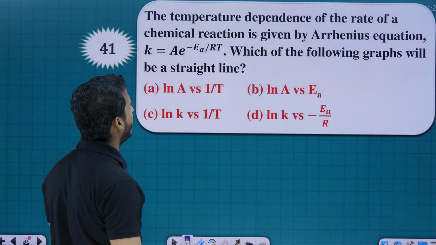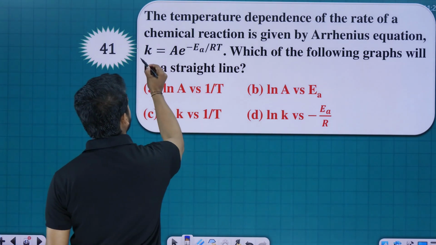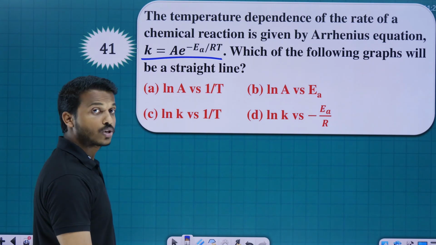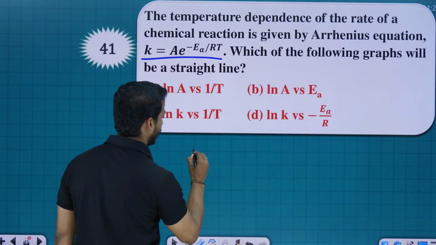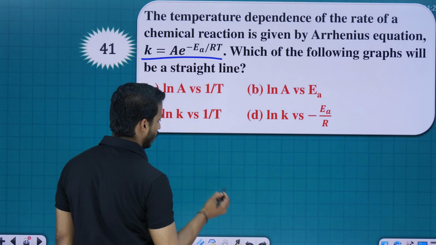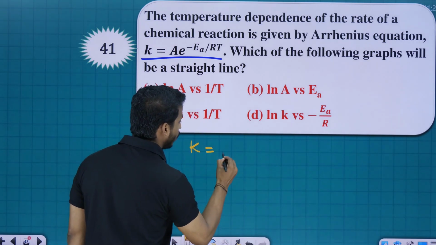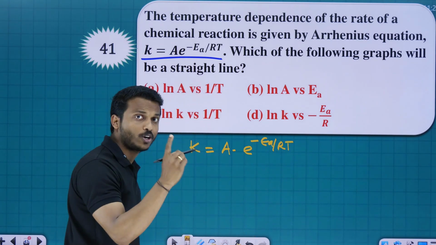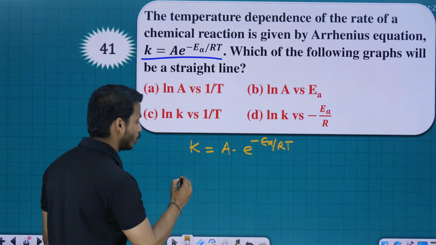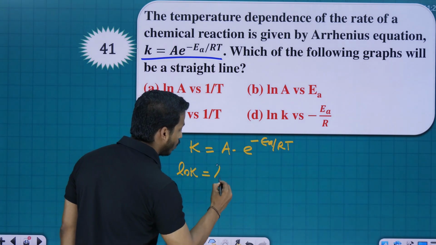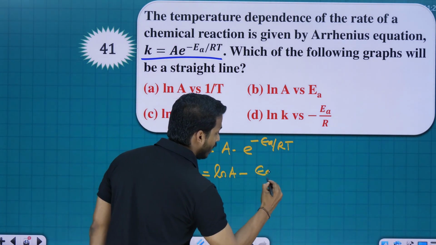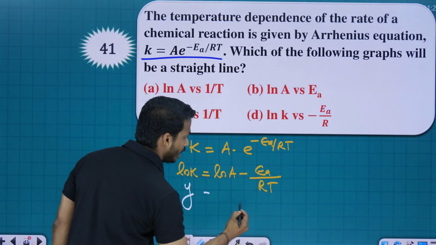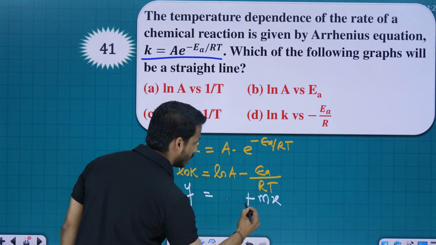41, the temperature dependence of the rate of a chemical reaction is given by Arrhenius. Which of the following graphs will be a straight line here? What is the equation? The equation is K is equal to A into e raised to minus Ea by RT. We studied an important graph here. Taking logarithm on both sides, it becomes ln K equal to ln A minus Ea divided by RT. It is in the format of a straight line, y is equal to mx plus c.